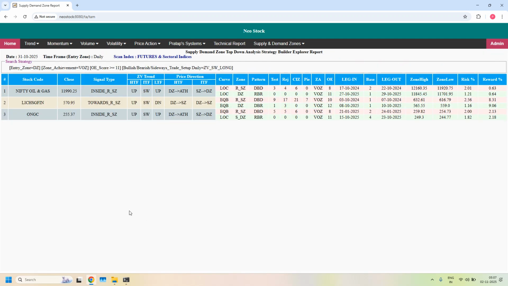We got 3 stocks, and all the 3 entry time frame zones are daily demand zones. Monthly income trade for sideways long trade setup. You should plan trades in these daily demand zones only if lesson 30.3 video checklist items are satisfied. Otherwise, higher chances of zone violation.